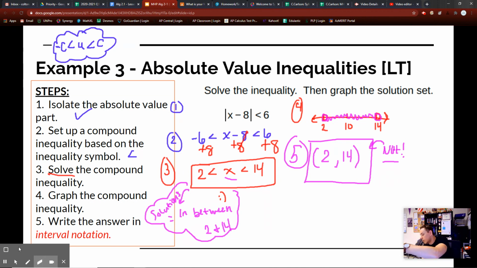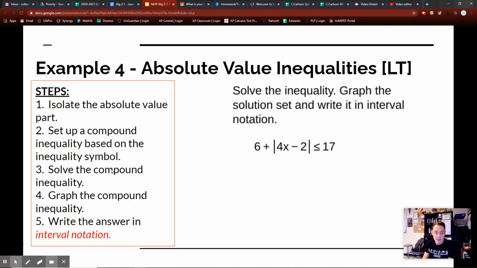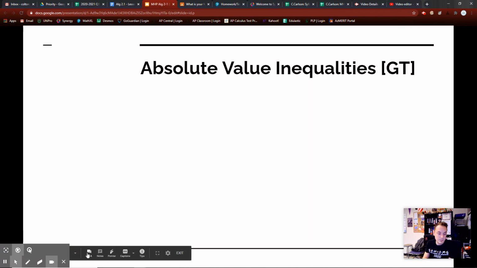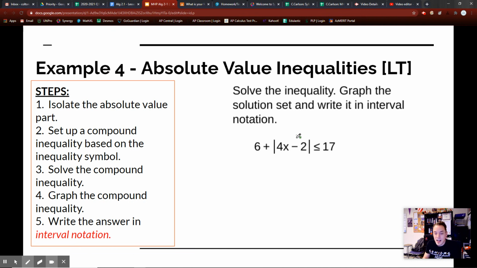Let's do a couple more for less than, and then we're going to do greater than. Actually, let's just do one more. Same exact steps. All right, is it isolated? No, it's not isolated. I need to subtract the 6 over. So I'm going to do my first step over here. Subtract the 6 over, so that means I have the absolute value of 4x minus 2 less than or equal to 17, and then minus 6. That's what it should look like.